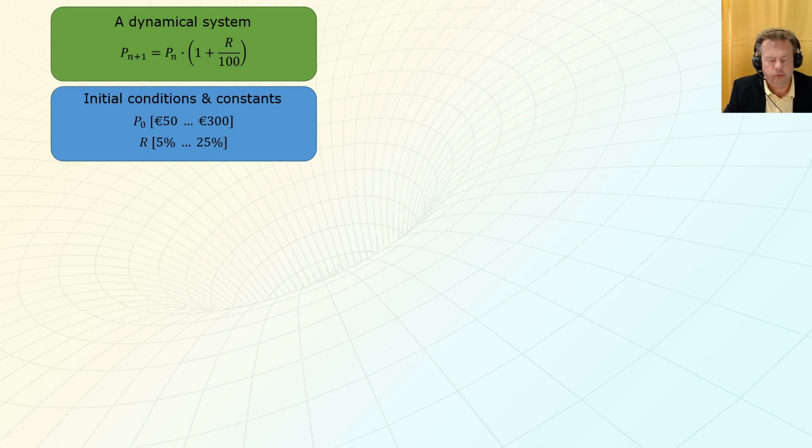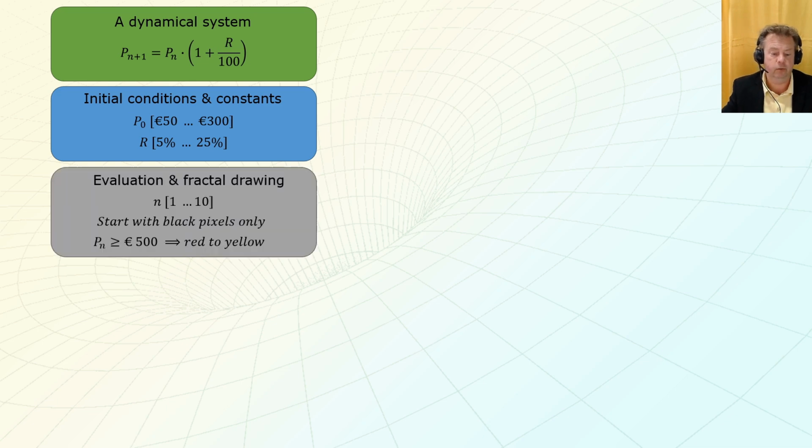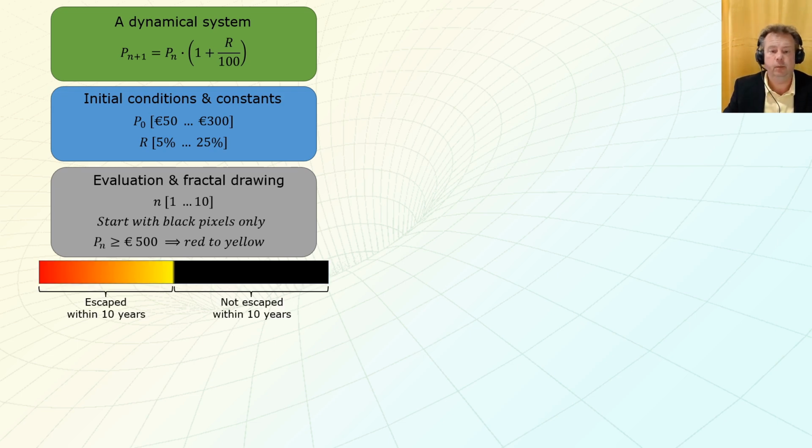I added the word constants, but sometimes you run into models that also have constants in them. In this case, we don't. Both P0 and R are initial conditions that we are going to vary across the fractal. And when we draw the fractal, we first decide how many iterations we are going to do, in this case 10. We paint all pixels black by choice, and then we say if somewhere between iteration number 1 and 10, the threshold of 500 euros is surpassed, then we start coloring in, and we will use this color scheme.